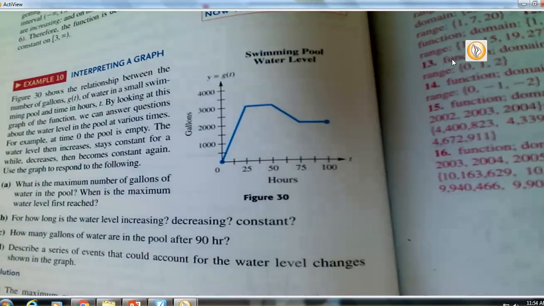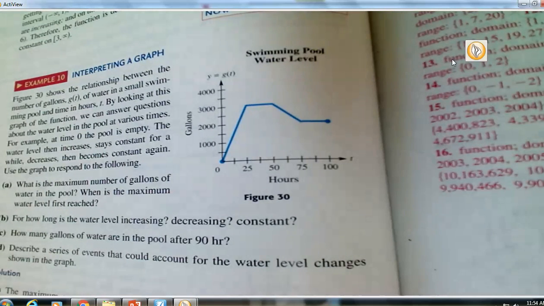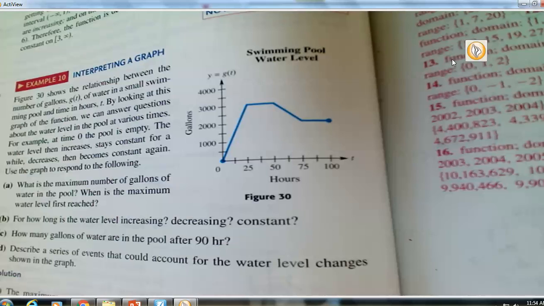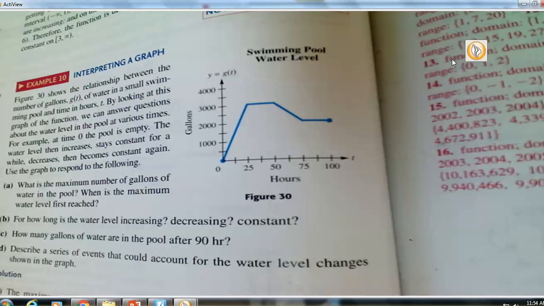Okay, describe a series of events that could account for the water level changes shown in the graph. So tell me a scenario that would make sense with this graph. Okay, filling up the pool. Would it make sense to say it rained and you got water in your pool? No. Why? It's 3,000 gallons of water. Would it rain 3,000 gallons in a 25-hour period? Probably not. Now, if it were a very small increase, then maybe that would be reasonable, but probably not 3,000 gallons in a day. So we filled up our pool, and then what's happening?